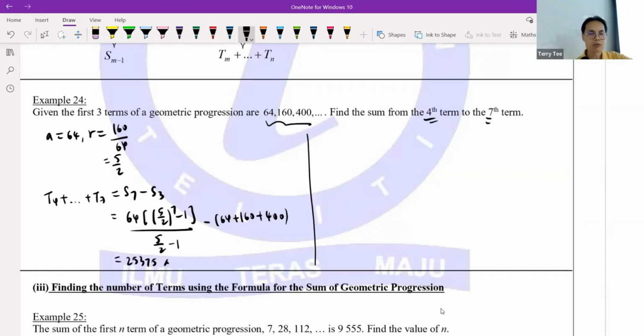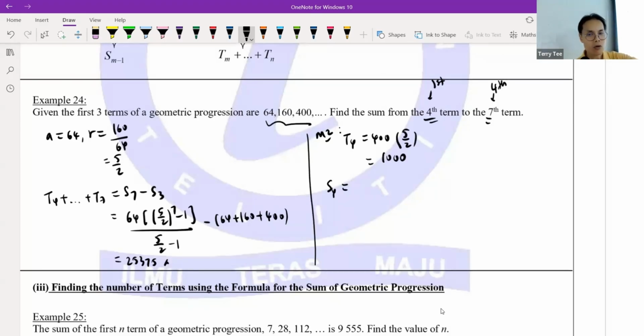25375. Now, I have another method, second method. Some people may say, why don't we find out the value of your fourth term first? We know the common ratio is 5 over 2. 400 times 5 over 2 is 1000, right? So we start counting from 1000. Now, if T4 is your first term, so 4 minus 3 is 1, 7 minus 3 is 4. That means there are 4 terms.